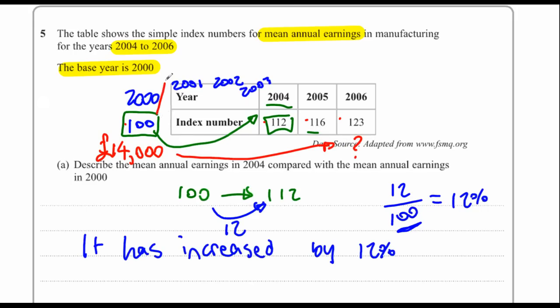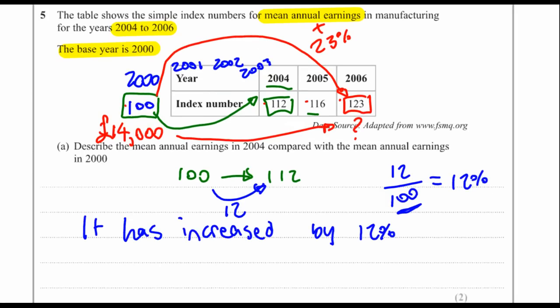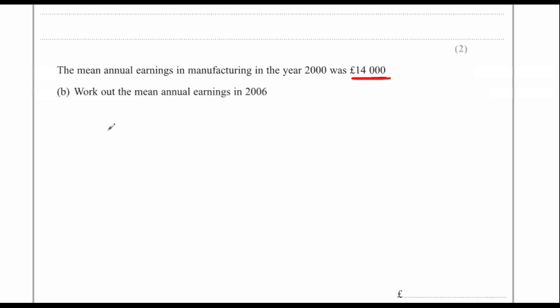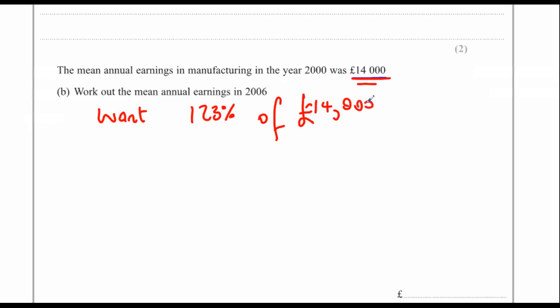Well, our 100 went up to 123. Just like the question we just did, we want to add on 23%. But the way I like to think about it is we want 123%. Okay? Because we want 100 plus 23. So we want 123% of the money that we started with, which is 14,000. And you have your calculator, so we are going to use it now because I can show you a trick.